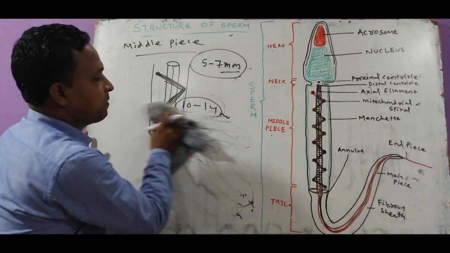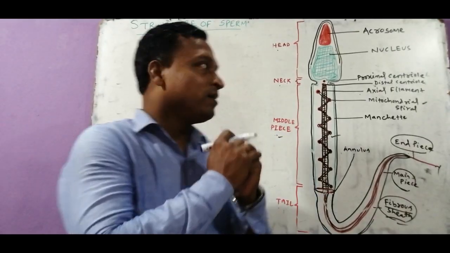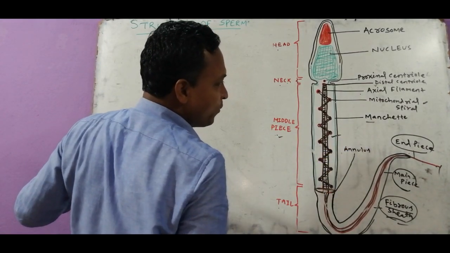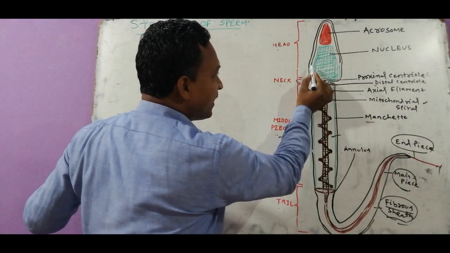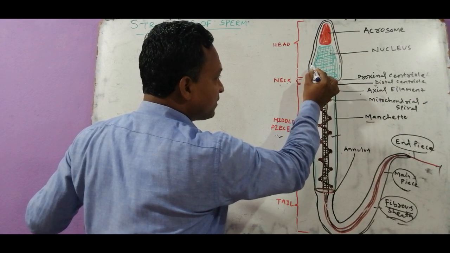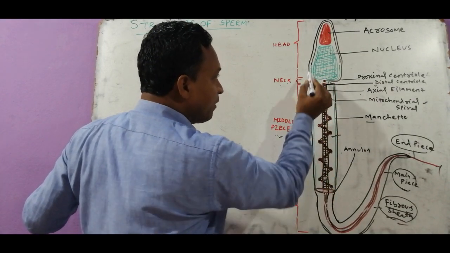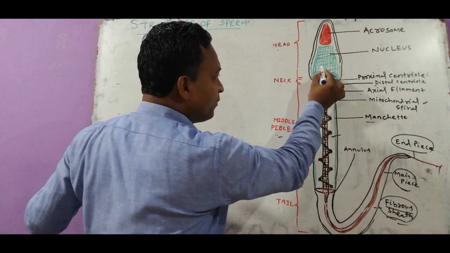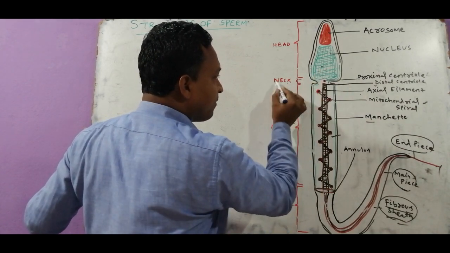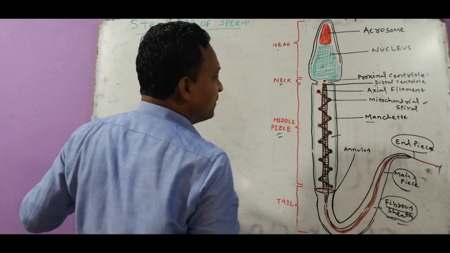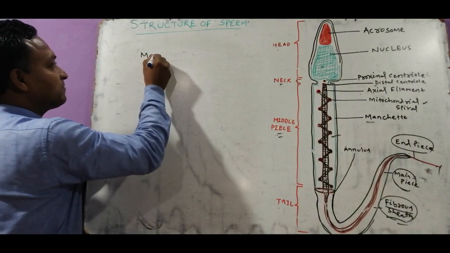Now we are talking about the next part. One important point: the manchette. You know the manchette? It is the sheath that partially covers the nucleus, completely covers the neck region, and also completely covers the middle piece. So what is the manchette?